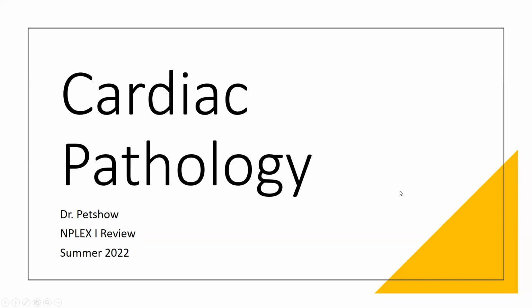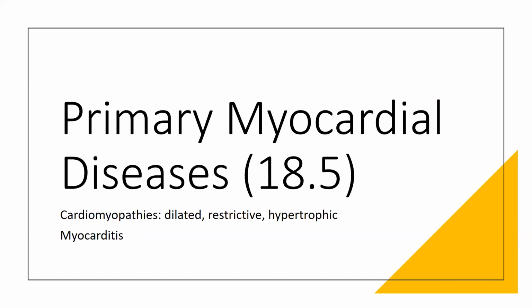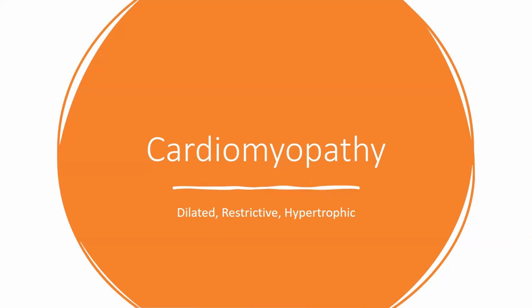Okay, great. All right. So our cardiomyopathies, we don't have to be afraid of them. Let's go first with our primary myocardial diseases. So we're dealing now with the myocardium, the muscle. We were dealing more with the endocardium before, with that inner lining. So for our cardiomyopathies, we have dilated, restrictive, and hypertrophic. And then we're also going to talk about myocarditis.